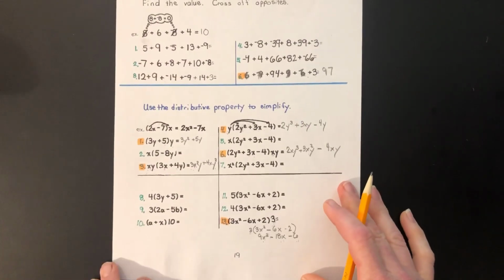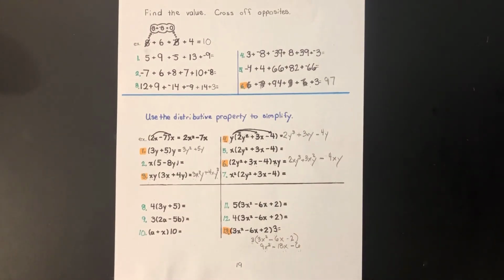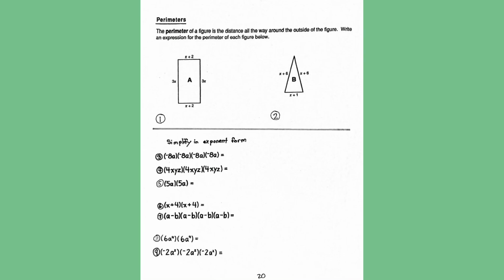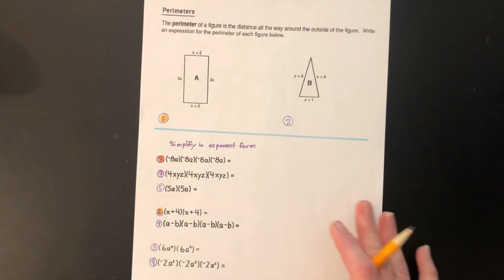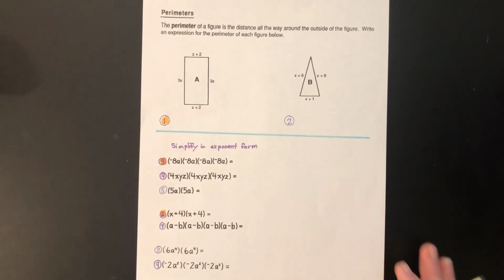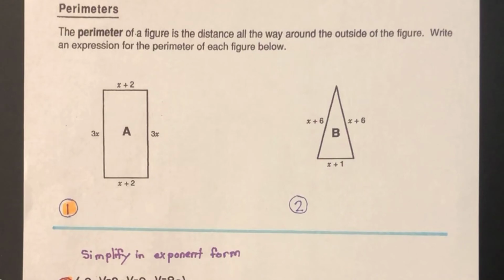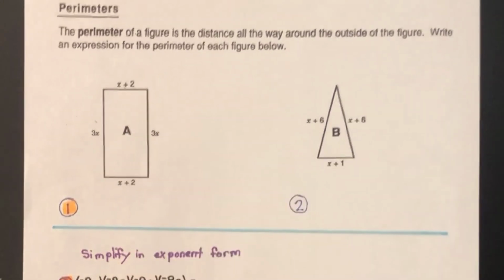So that is page 19. On to page 20. We start off finding the perimeter in algebraic form where we don't exactly know what the lengths are. And so we will use algebra. Finding the perimeter is as simple as adding up each side.